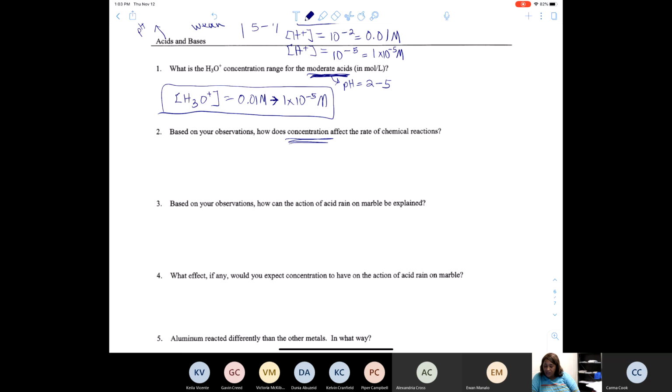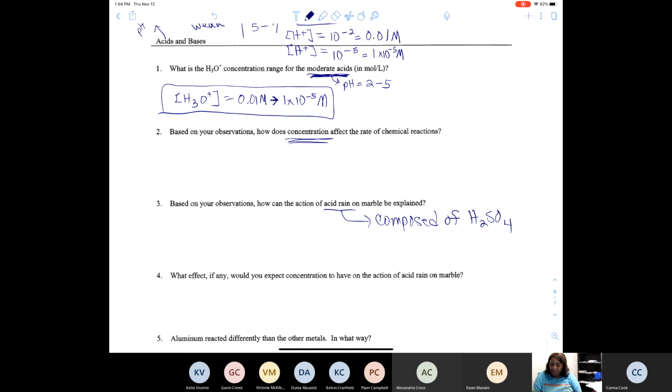Question 3, again, based on what you saw, how can the action of acid rain on marble be explained? So your first substance was marble. Acid rain is composed of sulfuric acid, H2SO4. Okay. So what did you see the sulfuric acid do to the marble chip? After you made your later or your final observations, was the marble still present? Could you still see the little white chips, or were they all gone? Had the acid broke those marble chips down?